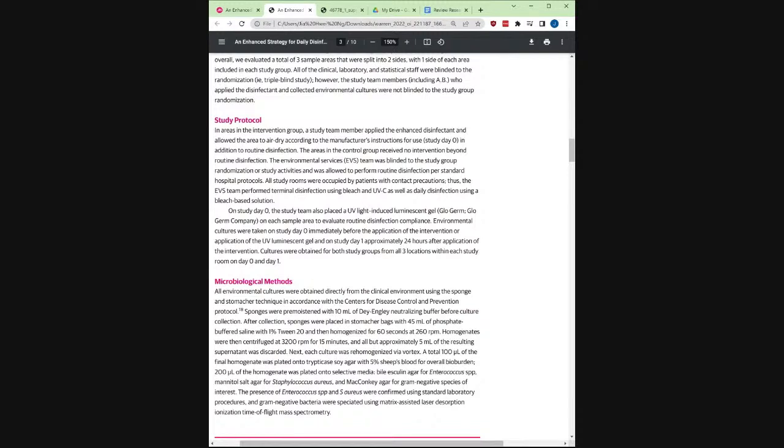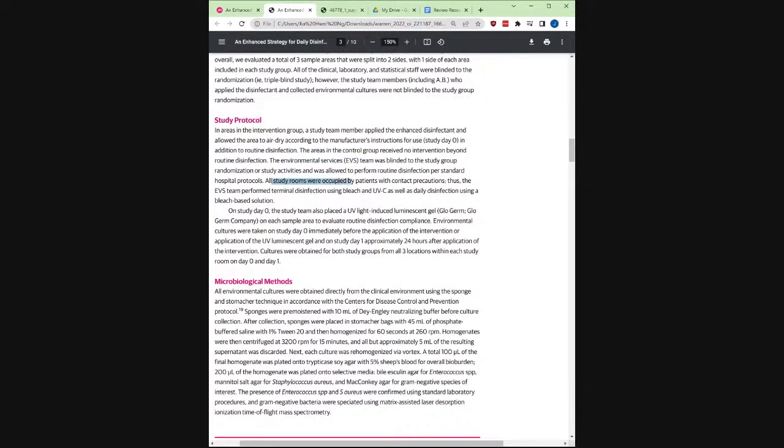In areas in the intervention group, a study team applied this disinfectant and allowed the area to air dry, according to manufacturer's instruction, so they even mentioned that they did it properly, not just the way they wanted. The areas in the control group received no intervention beyond routine disinfectant. The environmental services team was blinded, right? Again, this is important. We don't want the cleaners to be doing something different and cleaning more carefully just because they think it's a study.